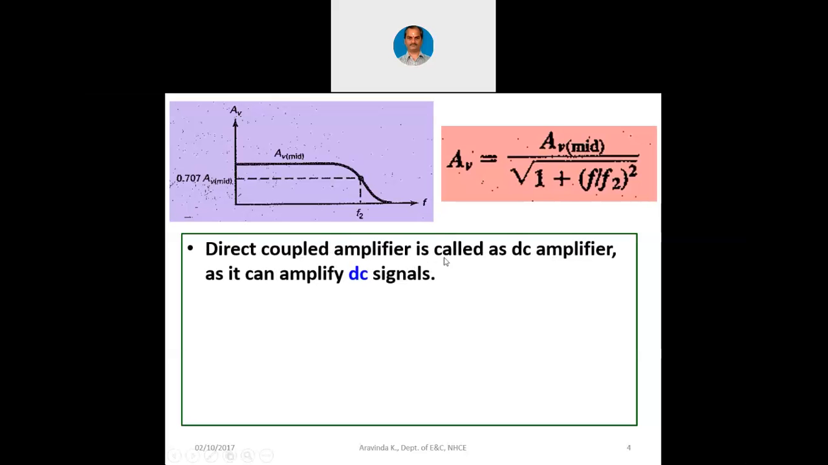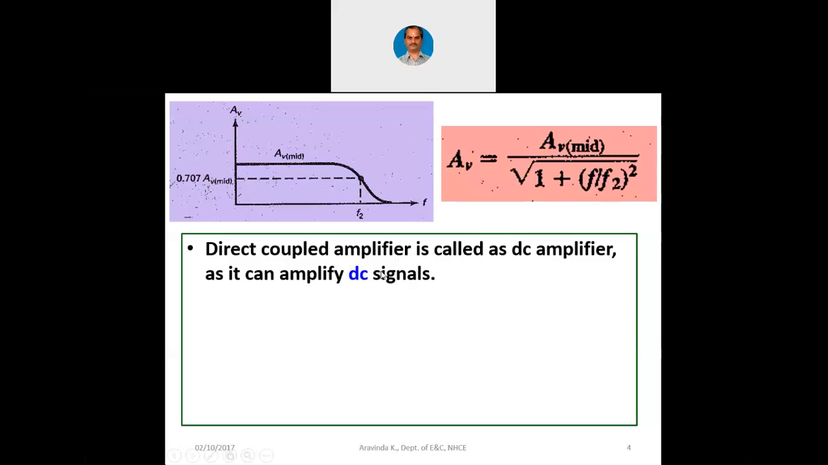A direct coupled amplifier is called a DC amplifier, as it can amplify DC signals. Op-amp can amplify DC signals. Op-amp can be used as an AC summing amplifier as well as a DC summing amplifier, as an AC subtractor as well as a DC subtractor. Op-amp can be utilized even to amplify DC voltages. So in that case, it can amplify DC signals. It is called a direct coupled amplifier.